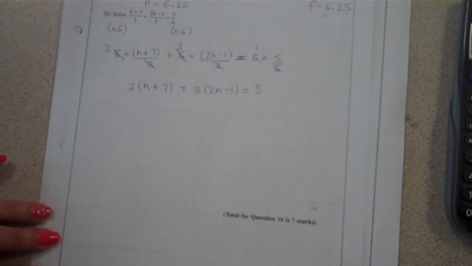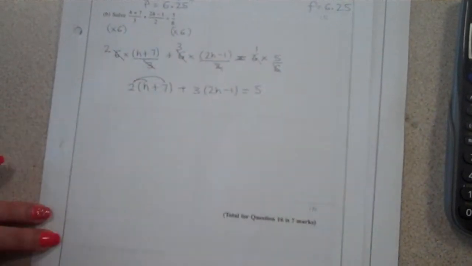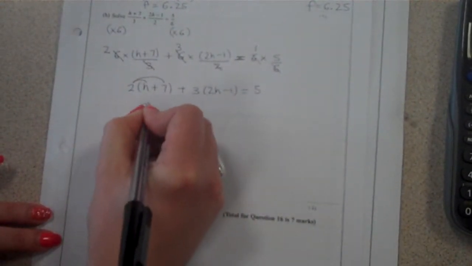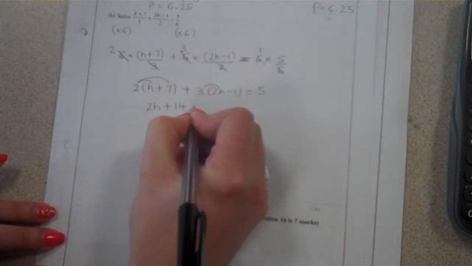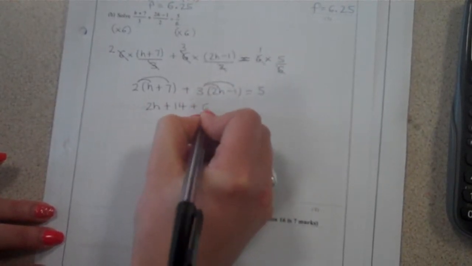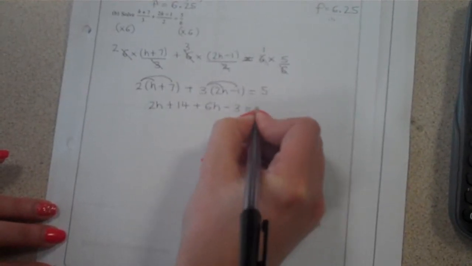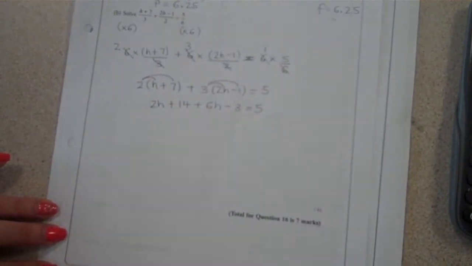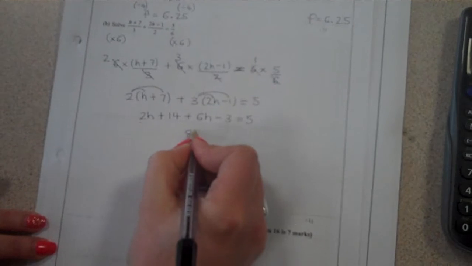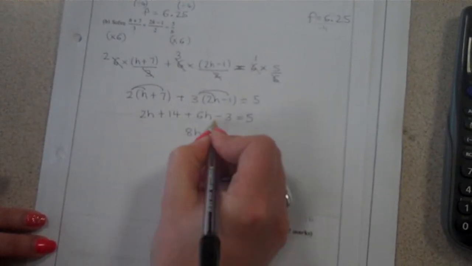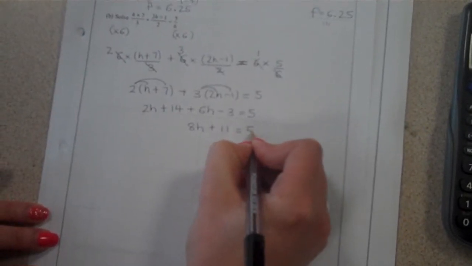Now I can go through expanding out my brackets and hopefully solving my equation. So 2 times by h gives me 2h, and 2 times by 7 gives me 14. 3 times by 2h gives me 6h, and 3 times by the minus 1 gives me minus 3. And on the right hand side I've still got the 5. Then I can collect my like terms, so I've got 2h and 6h, which is 8h in total, and 14 take away the 3 means that I've got 11 with my numbers, and I've still got that 5 on the right hand side.